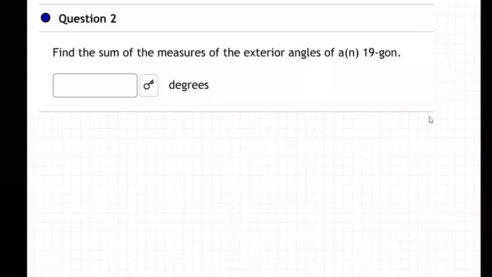So how do we find the sum of the measures of the exterior angles of a 19-gon? That's what I have. You might have something different. Notice the key word on this one is sum. It doesn't say each. Let me write that. Not each. Well, how are we going to do this?